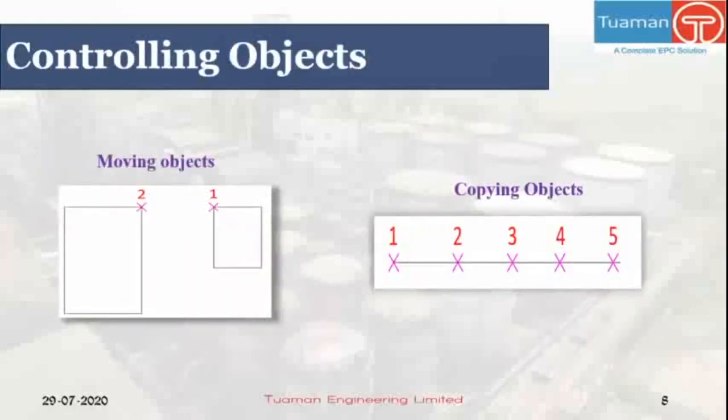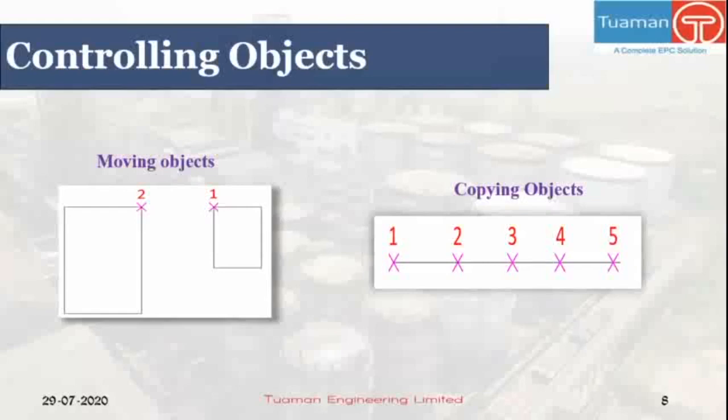Next slide is controlling objects. Changing object properties is a common practice in all design activities. These changes may be a result of any alteration or adjustment in a design. Editing a drawing is something we will be required to do frequently during the life cycle of a project.